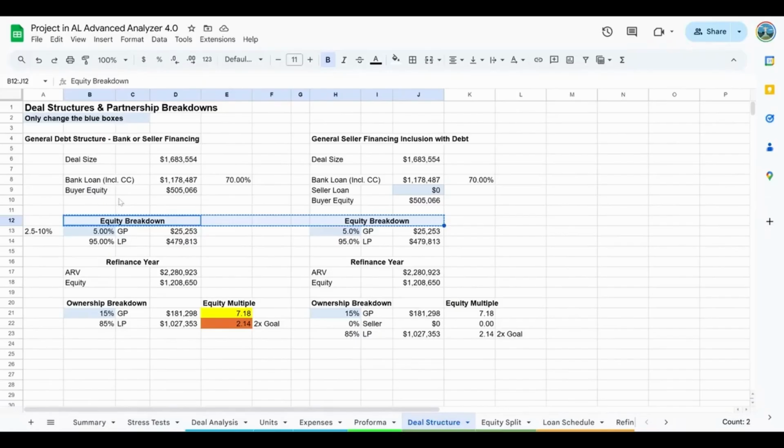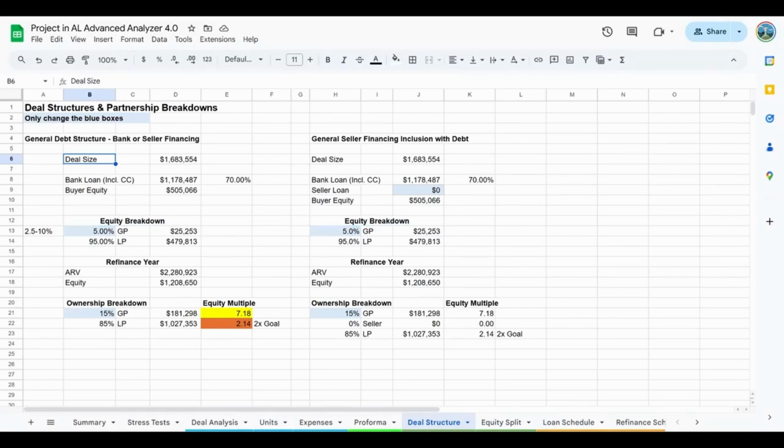And this is going to help us come up with the correct numbers to propose to the investors and get the numbers to a place where it will be enticing for investors. So if we come to our equity breakdown, this is where it's going to break down between the general partners and the limited partners. And it's going to be based off the buyer equity, that is basically another name for your down payment.